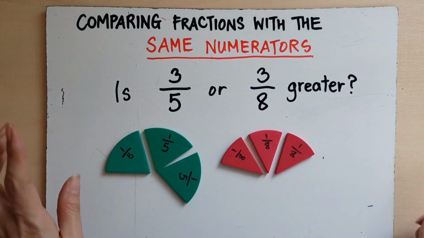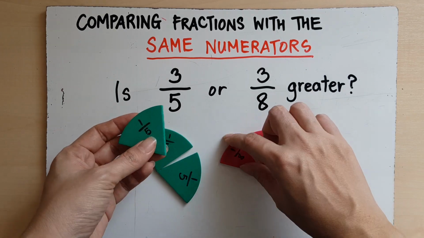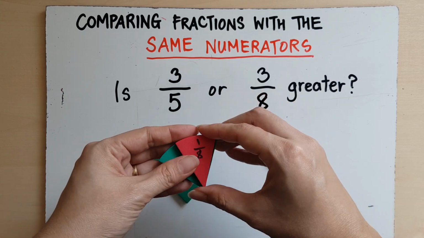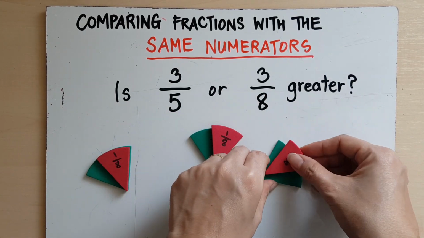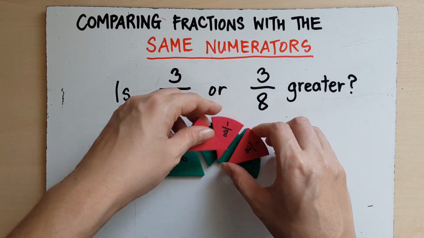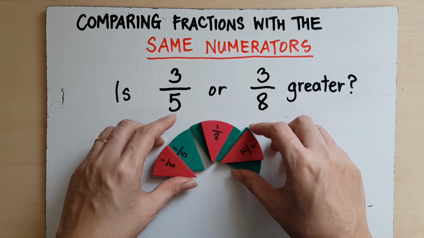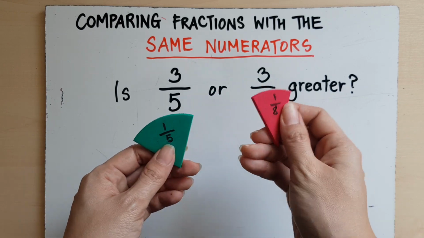So if we want to know which is greater, we just need to compare the size of one of these because we are comparing 3 with 3. If one of it is bigger, then we can say that 3 pieces will be bigger than these 3 pieces. So effectively I'm just comparing the size of fifths and eighths.